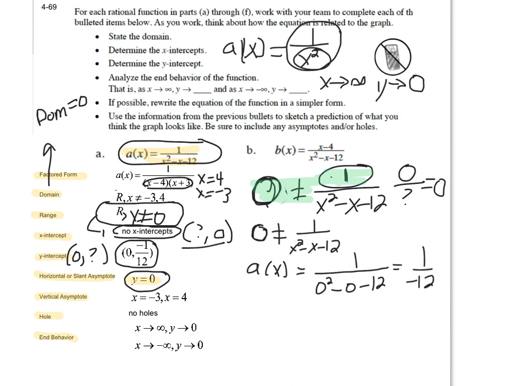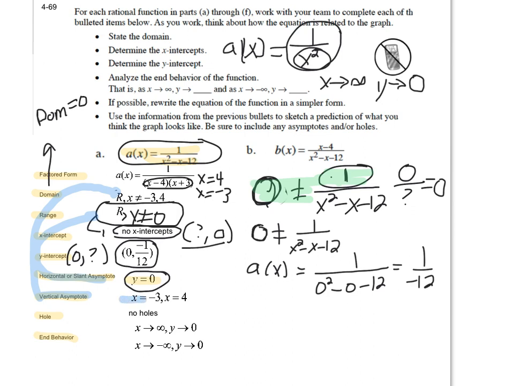Well, that comes back to our domain. So horizontal asymptote, let's talk about this quickly. Horizontal asymptote, that tied to your range. Vertical asymptote, that's going to tie into your domain.